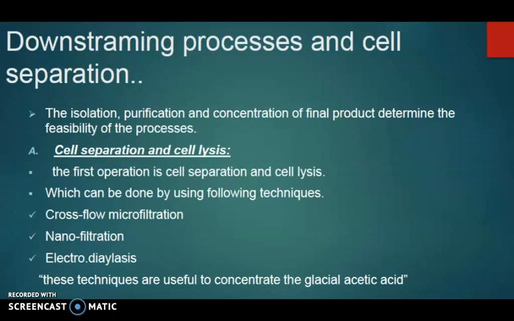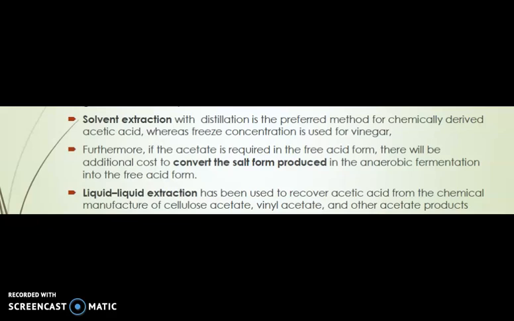The isolation, purification, and concentration of the final product determine the feasibility of the processes. The first operation is cell separation and cell lysis, and it can be done by cross-flow filtration, nanofiltration, electrodialysis, and these techniques are useful to concentrate the glacial acetic acid. Solvent extraction with distillation is the preferred method for chemically derived acetic acid, whereas freeze concentration is used for vinegar.